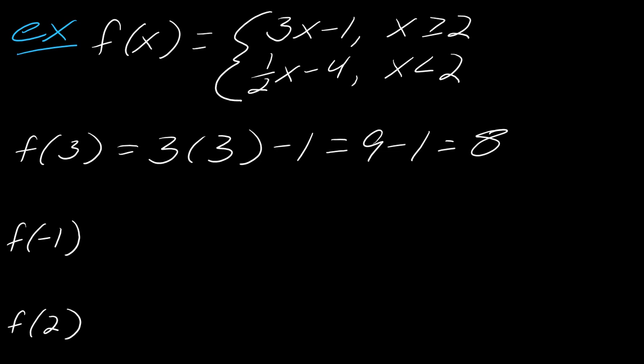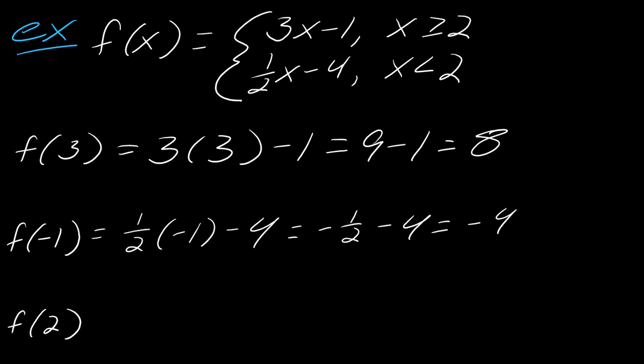Okay. So now what about f of negative 1? When I look at this, negative 1 falls into this category, right? Negative 1 is less than 2. So I'm just going to plug that in: 1/2 times negative 1 minus 4. That's going to be negative 1/2 minus 4, so I could call that negative 4.5. I'll just call it negative 4.5.